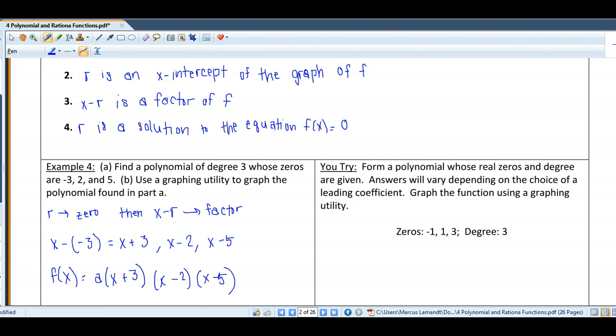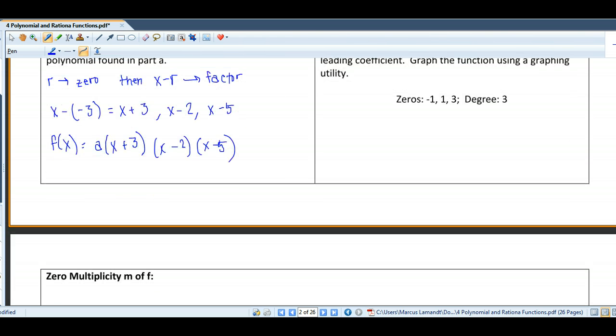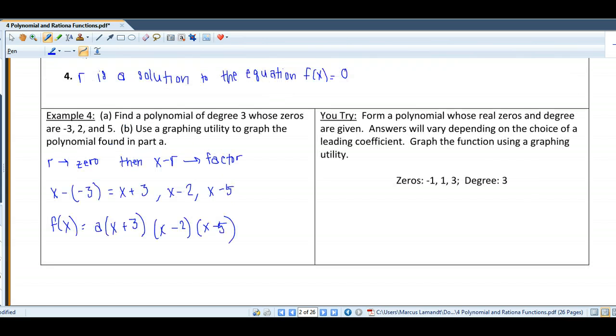Then it says use a graphing utility to graph the polynomial found in part A. I trust that you guys are all able to FOIL, so I'm just going to tell you what this FOILs out to be. Without the A, it turns out like this. And the A just has the ability to stretch or compress it depending on what it is.